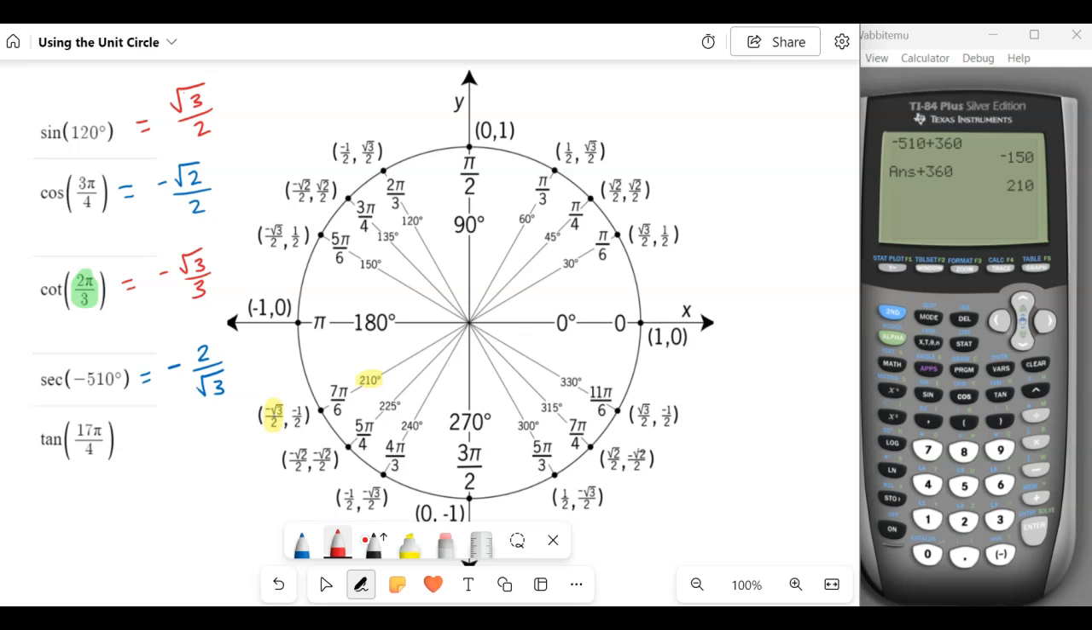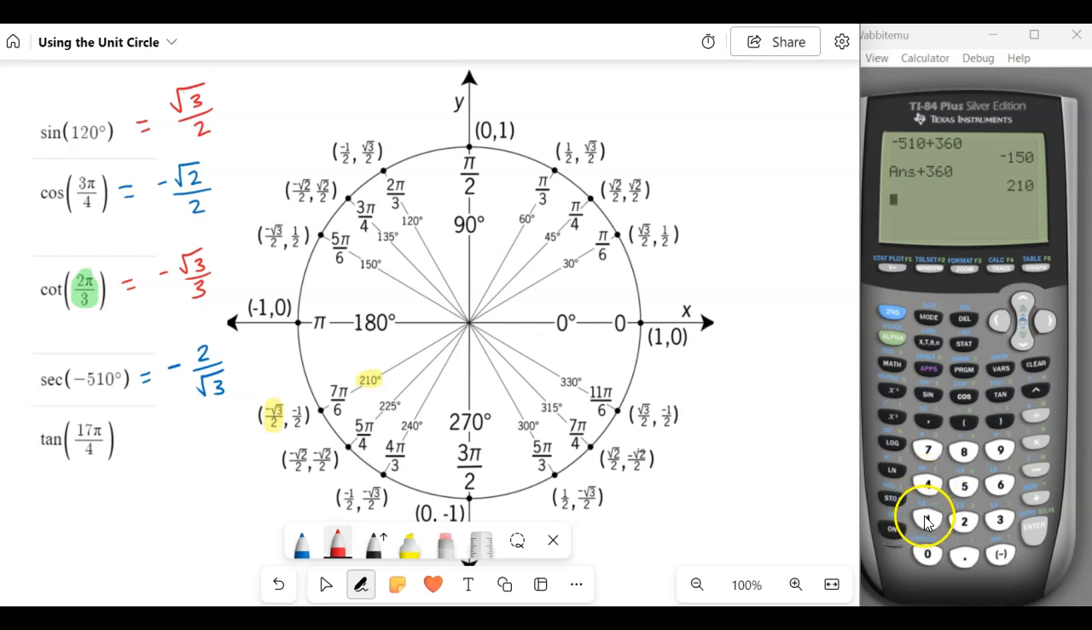All right, and then finally on this last one, instead of adding, this is 17 pi over 4. That's much bigger than 2 pi. The next number here is 0. 2 pi is 1 full revolution. So that's too big. So what I'm going to do is subtract 2 pi until I get in the window.